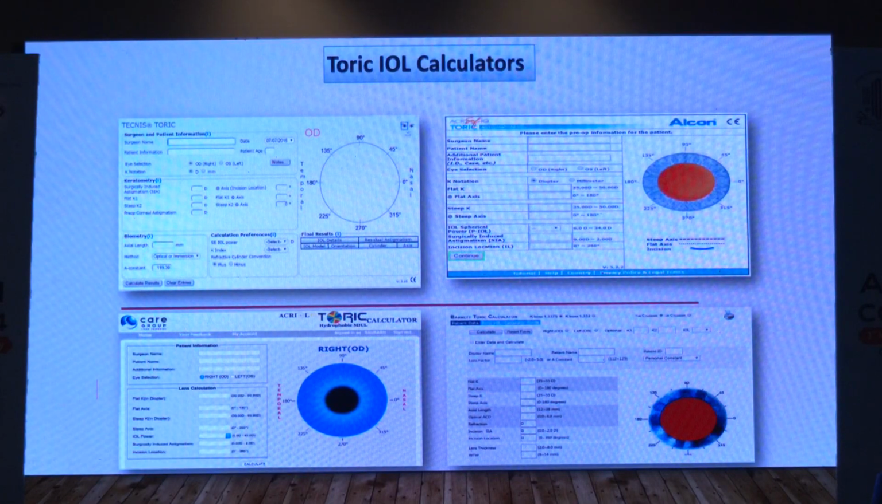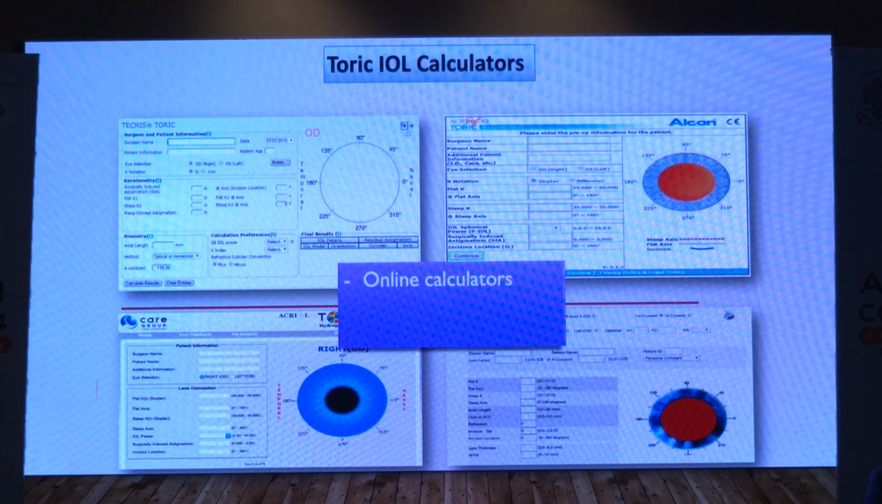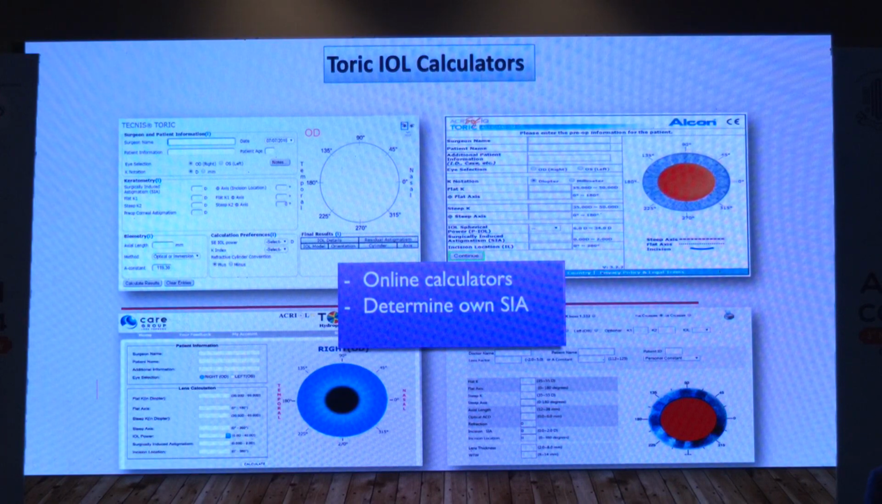So, Toric IOL calculator. You have now selected the patient that would appreciate the fact that you're putting a Toric IOL in the eye. Now you go ahead with the calculators. There are all sorts of calculators that are available. Each company also has their own calculator. So you have the online calculators. You need to determine your own SIA, as was mentioned in the previous talk, and include PCA.